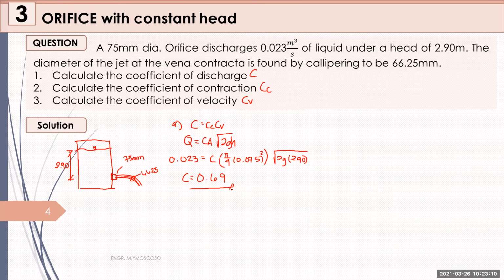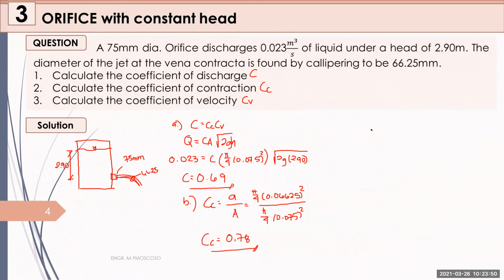Okay, inom na tayo. Okay, so for letter B, let us try to find your coefficient of contraction. So ang formula natin for coefficient of contraction, as I said a while ago, is the area of the jet at your vena contracta divided by the area of your orifice. Therefore, you will have pi over 4 times 0.06625 squared divided by pi over 4 times 0.075 squared. So how much is the value of your CC? Makipos na lang and kindly confirm if the value is 0.78.